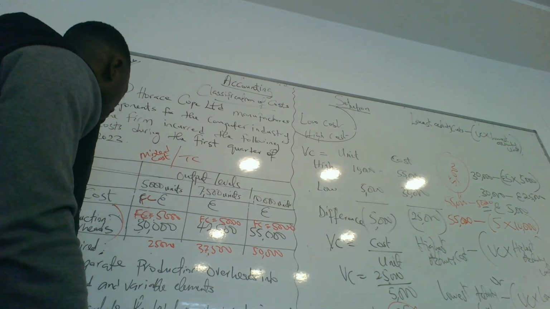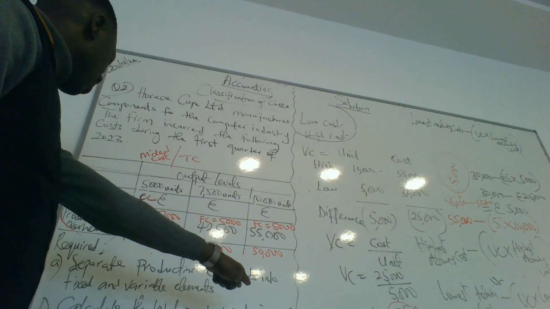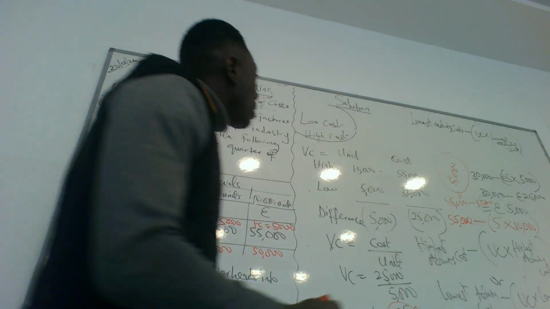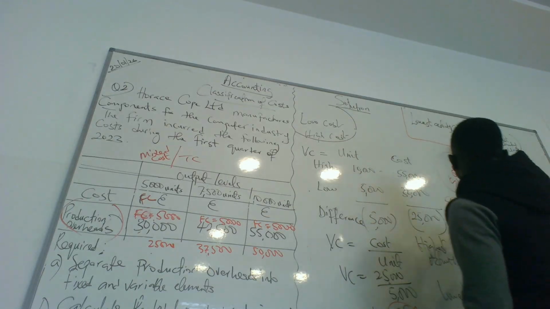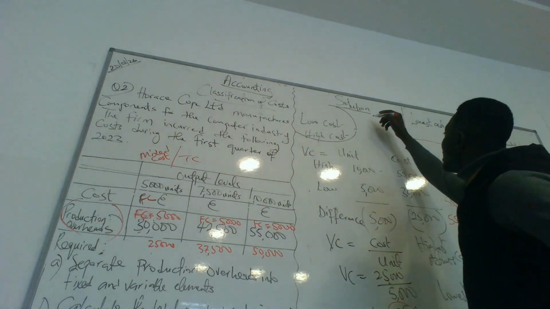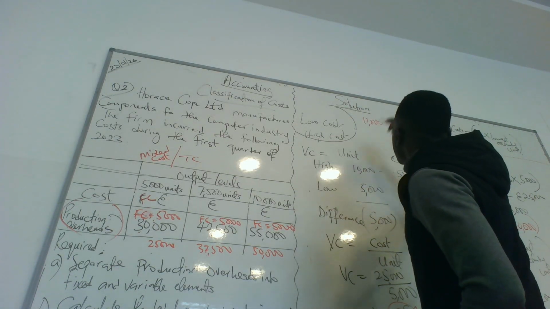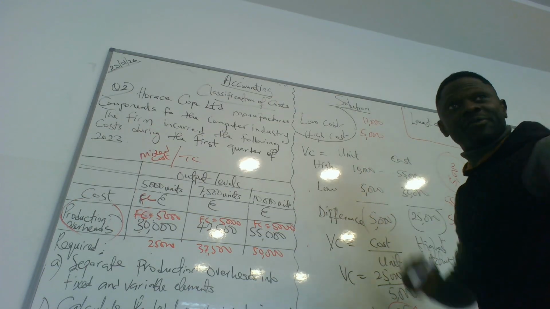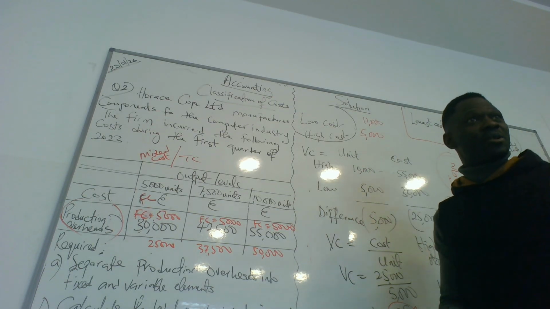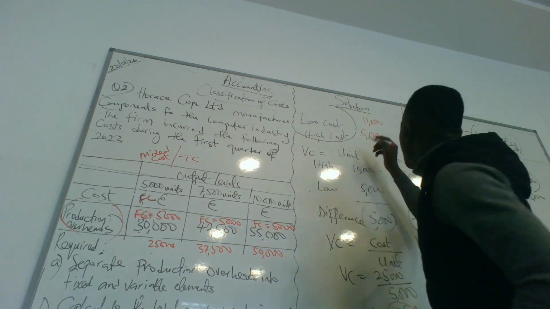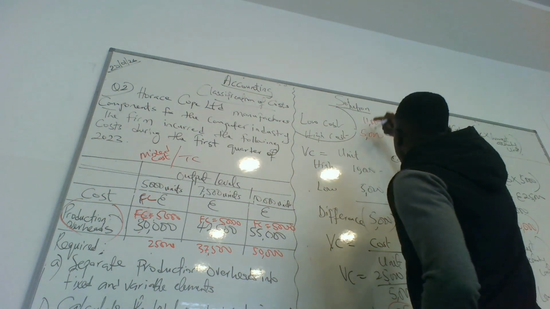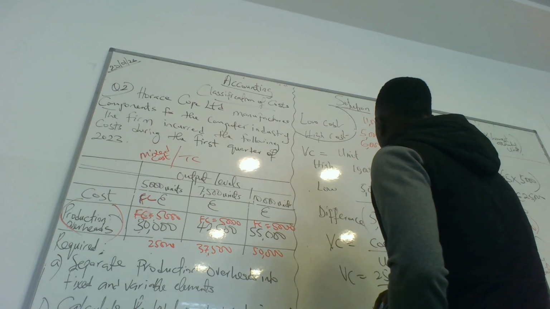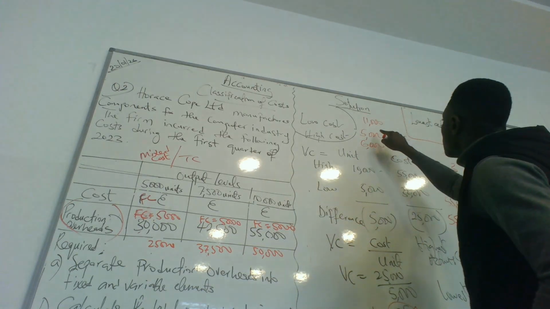Good. Now the next question says, calculate the total overhead cost incurred in April if output is 11,000. So the output now is 11,000. 11 multiplied by 5. If output is 11,000, that's the unit. Our fixed cost is how much? It's going to be 5,000. Yes or no? Yes. Our fixed cost will be 5,000.